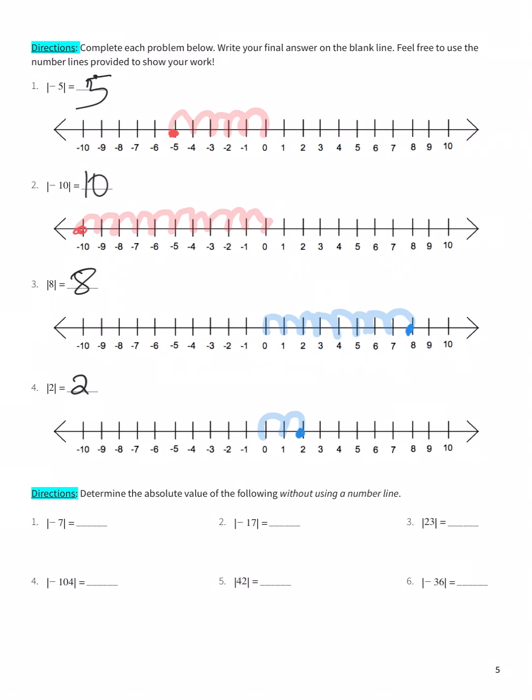Okay. So let's look at this next set of problems. For number 1, find the absolute value of -7. 7. Okay? For these ones, it's the same type of problem as above. There just are no number lines. So go ahead, pause the video, and try these on your own. Okay? Hopefully you finished this on your own and you got the same answers as me. Absolute value of -17, 17. Absolute value of 23, 23. Absolute value of -104, 104. Absolute value of 42, 42. Absolute value of -36, 36.